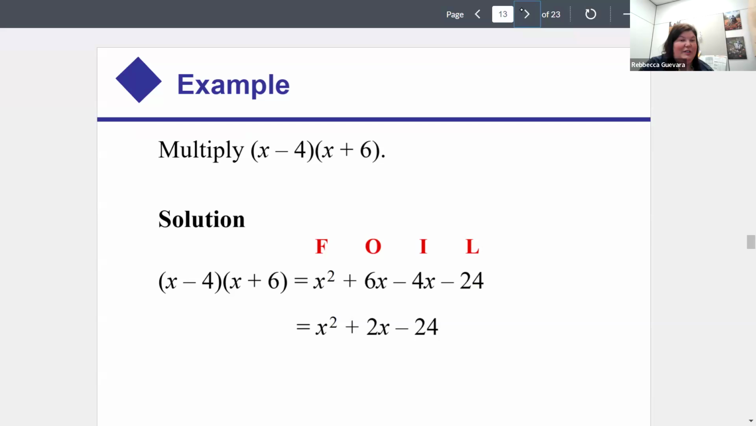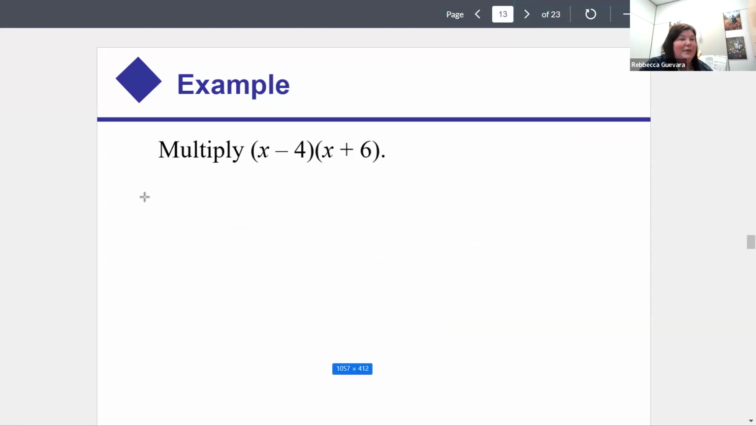But excellent, put the solution on here. So let me just get rid of that for a second. Or my slides are out of order.